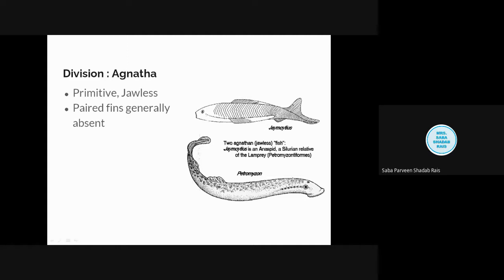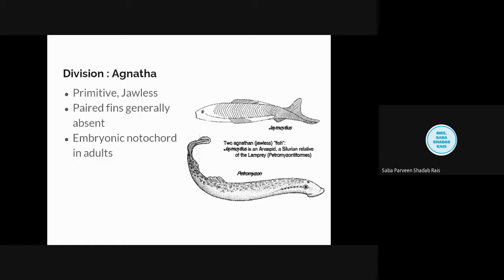So skeleton, when we talk about it, in all the cases they will have the cartilaginous skeleton. We had already discussed that the skeleton will be an endoskeleton. So endoskeleton is of two types: either it is made up of bones or of cartilage. So in all the cases of the division Agnatha, you should remember the skeleton will be cartilaginous.